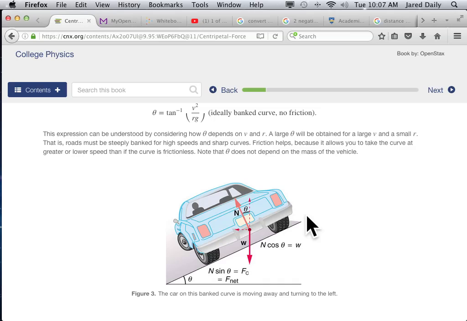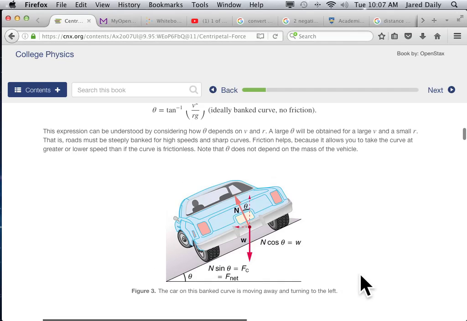If you were sliding up the curve or sliding down the curve, then you would have to add in a friction thing here, and it would increase the amount of centripetal force you would need to keep it on the track. So this is ideal with no friction.